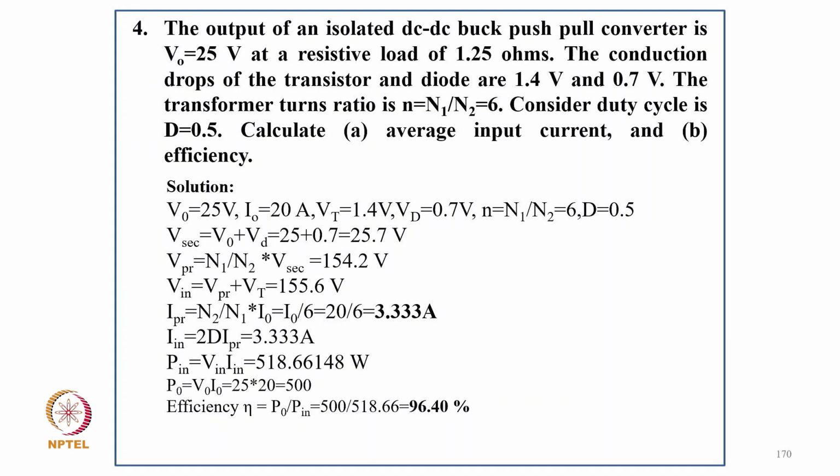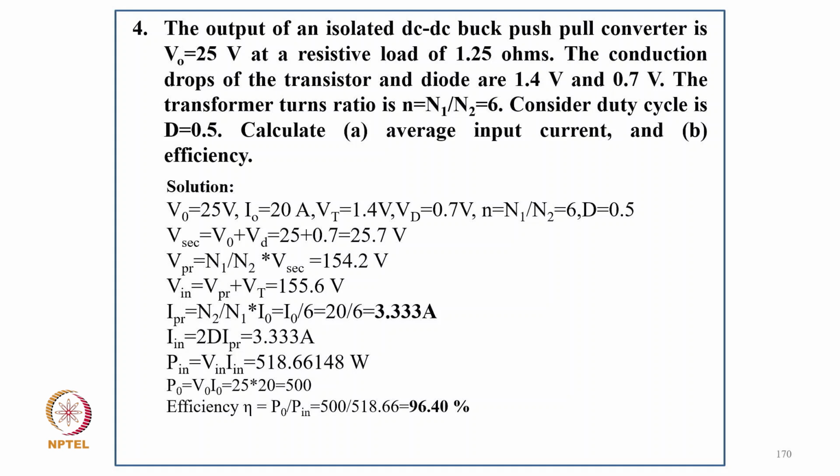Coming to numerical problem 4: the output of an isolated DC-DC buck-boost converter is P equal to 25 W at a resistive load of 1.25 ohm. The conduction drops of the transistor and diode are 1.4 V and 0.7 V. The transformer turns ratio is N equal to 1, and 1 upon N is 6. Consider a duty cycle of 0.5. Calculate the average input current and the efficiency.